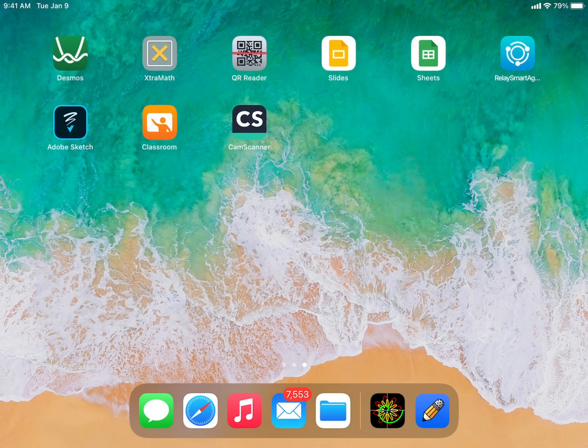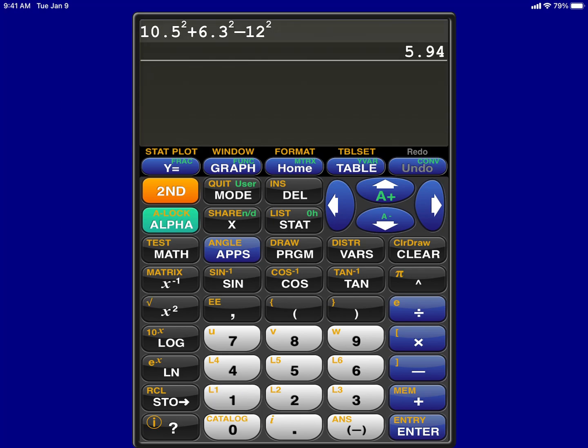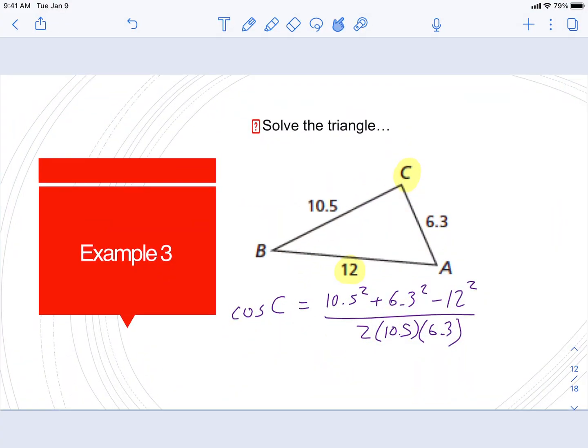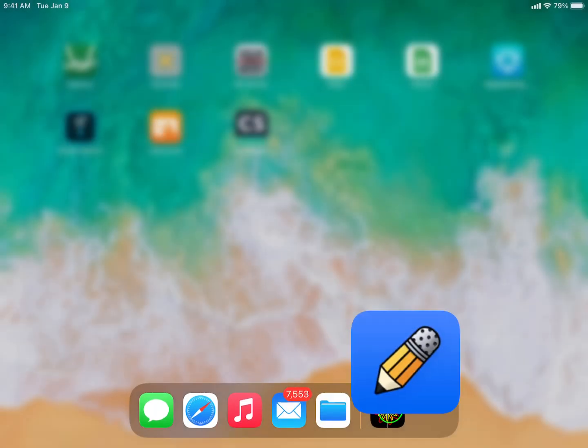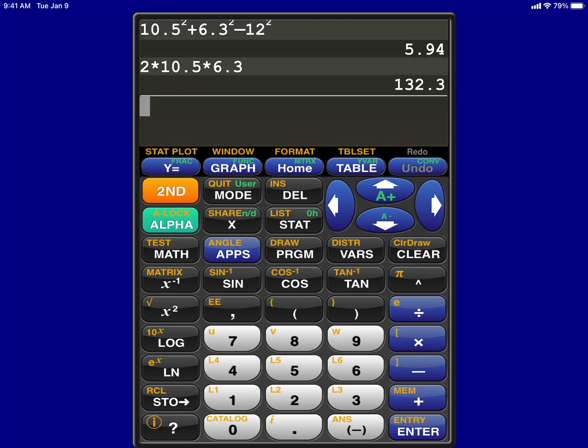So if we go to the calculator, the first thing that I'm going to do is just the top of the fraction, and that was 10.5 squared plus 6.3 squared minus 12 squared. And that gives us 5.94. So the top of the fraction is 5.94. Now I'm going to do the same thing for the bottom. 2 times 10.5 times 6.3, 132.3.